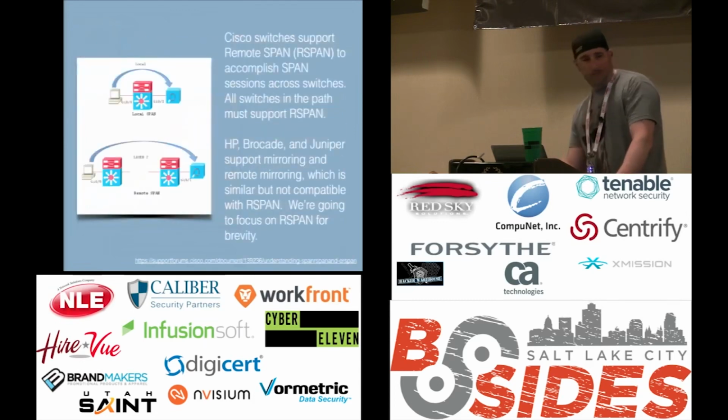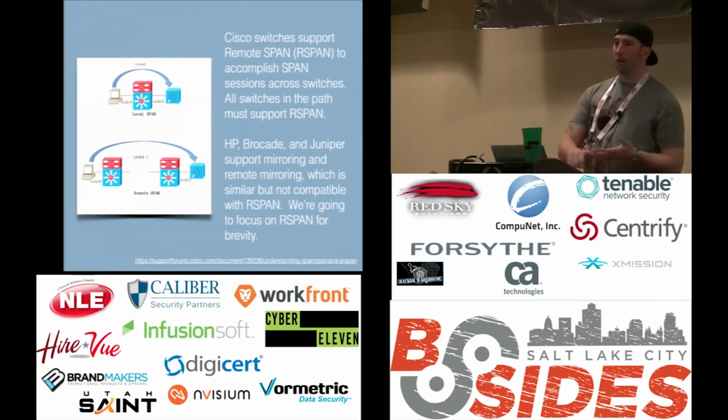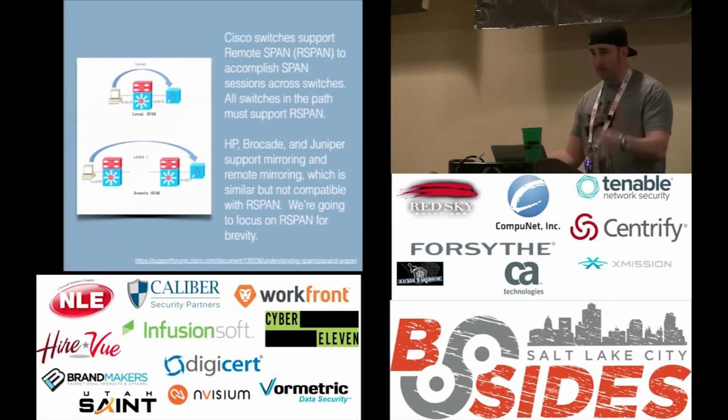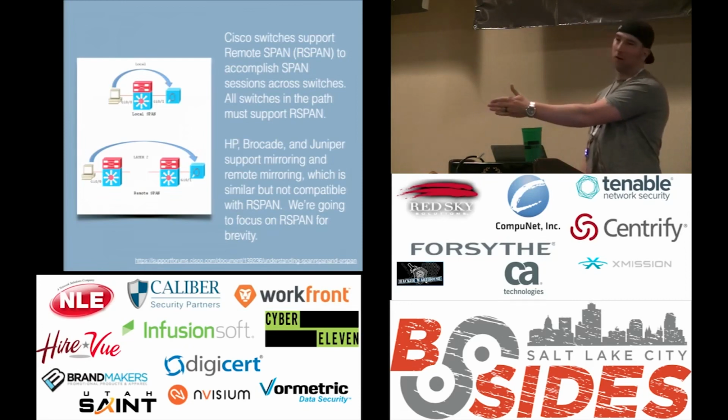We use RSPAN. So RSPAN is remote spanning, and basically what we're going to do is mirror a port, but on a different switch. So HP, Brocade, Juniper, and probably every other big managed switch vendor will support this. Most of those vendors refer to it as mirroring and remote mirroring. Key point: RSPAN is not compatible with remote mirroring, so if you have a Cisco switch and a Juniper switch, it won't work correctly.